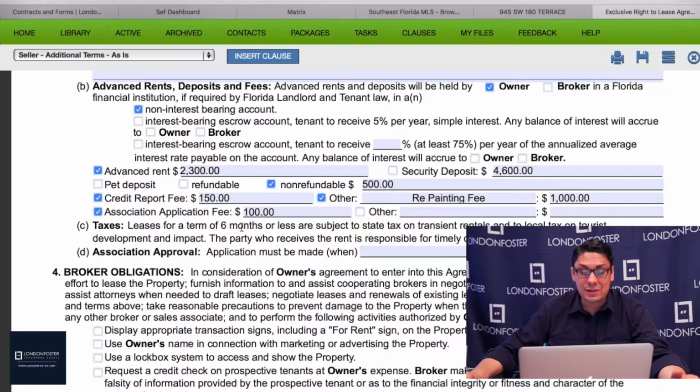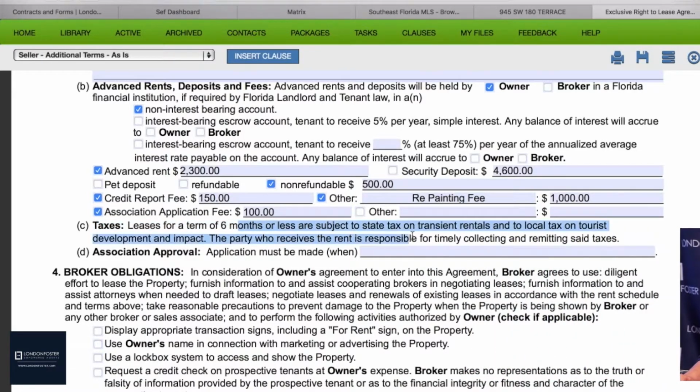Okay? Taxes. Leases for a term of 6 months or less are subject to state tax. You want to make sure that you specify that that is the case. Association approval must be made, and I usually write here within 5 days of offer or the contract to lease acceptance. This is just to safeguard.